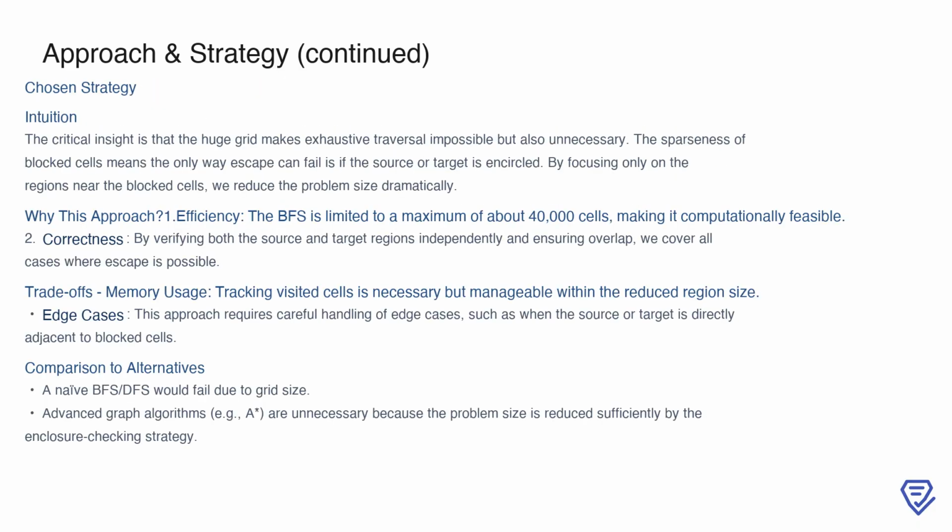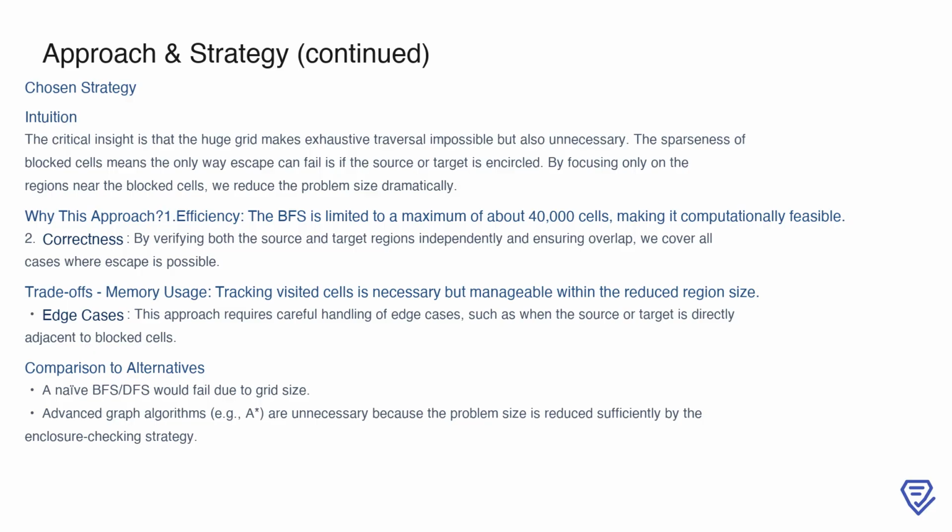The chosen strategy is driven by the intuition that exhaustive traversal of the massive grid is not only impractical but also unnecessary. The grid's sparseness means that the only way escape can fail is if the source or the target is completely surrounded by blocked cells. By focusing solely on regions near the blocked cells, we significantly reduce the problem size while still capturing the essential constraints. This approach is efficient because the BFS is limited to a maximum of approximately 40,000 cells, making it computationally feasible. It is also correct, as it independently verifies the accessibility of the source and target regions and ensures they overlap, covering all cases where escape is possible.